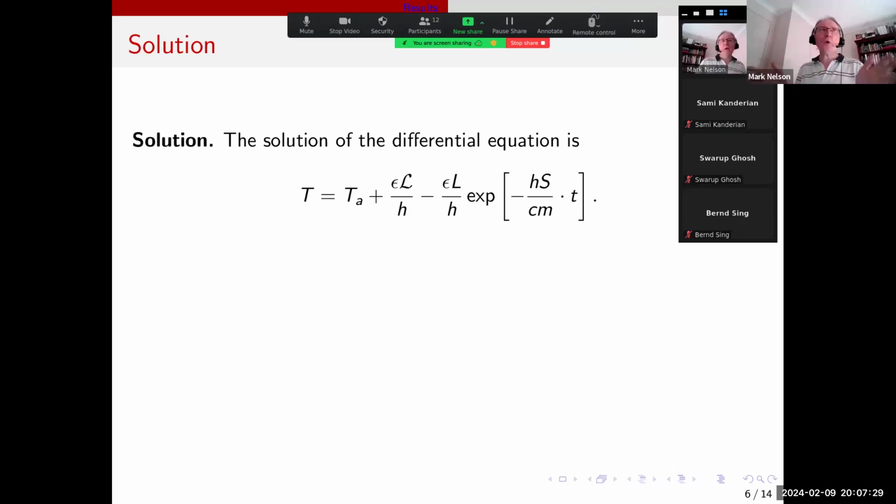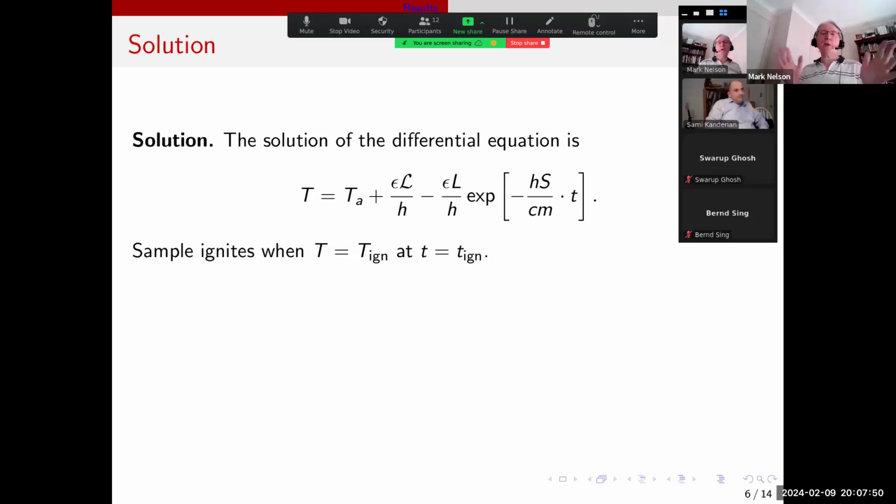But in mathematical modeling, solving the differential equation is not the end of the game. It's not the beginning of the end, but it might be the end of the beginning, which I think is a quote from Winston Churchill. So we've got our solution, but we want to say something about the experiment using the solution. Now, the sample ignites when the temperature reaches the ignition temperature, and that occurs when the time reaches the ignition time.